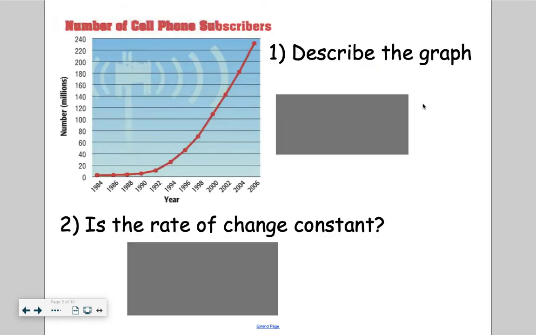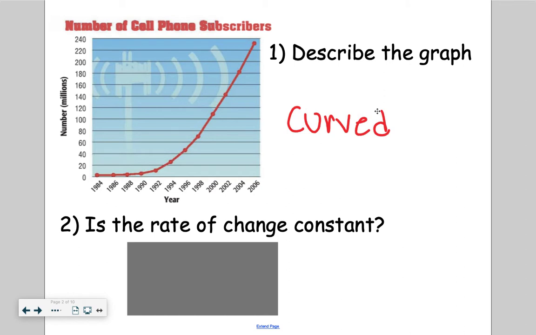First thing I want you to do is look at this graph and describe the shape of the graph. Try and think of one word to describe the shape of the graph. The best word to describe the shape of this graph is curved. This is an example of a nonlinear function.